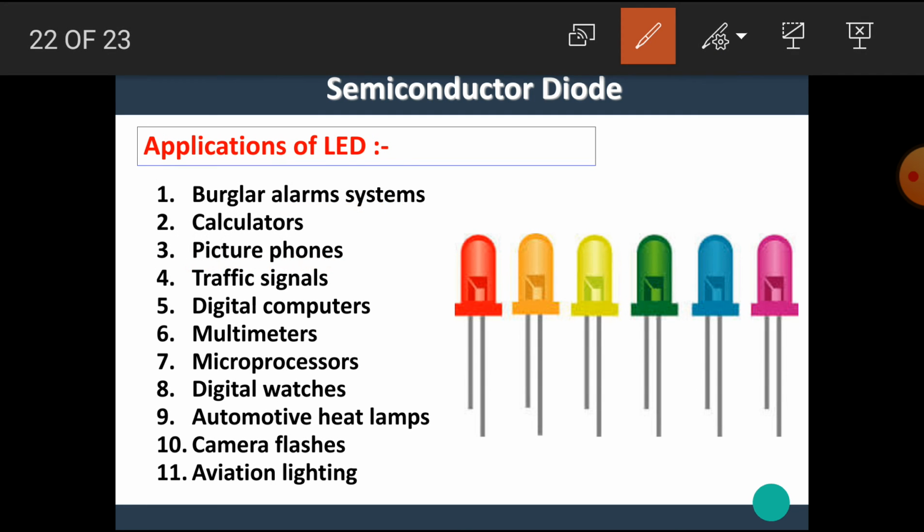Now, let's see some applications of the LED. We know that in our day-to-day life, LEDs are used in various electronic devices. Some of the applications are listed here. Let's see them one by one. LEDs are used in burglar alarm systems, calculators, picture phones, traffic signals, digital computers, multimeters, microprocessors, digital watches, automotive heat lamps, camera flashes, aviation lighting, and there are many more applications of the LED.